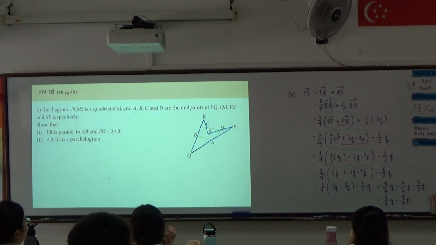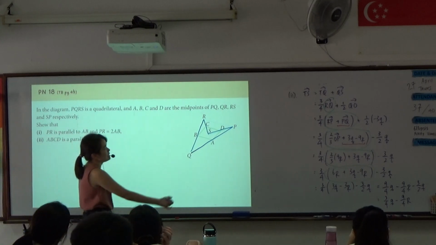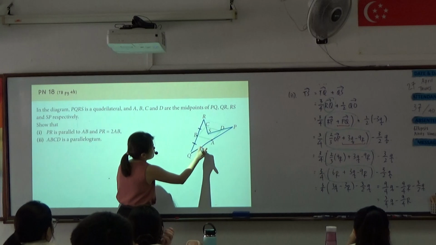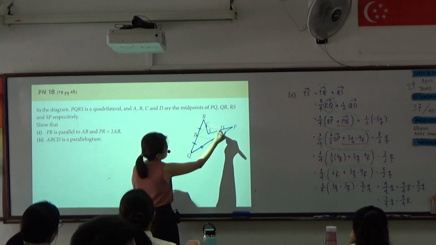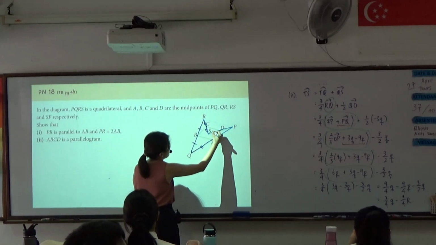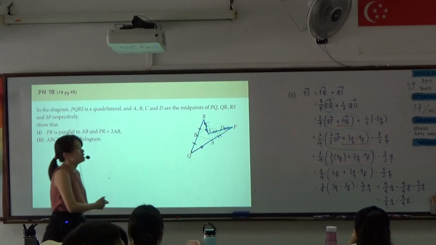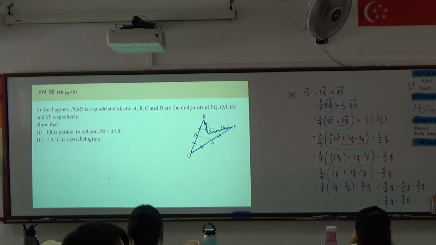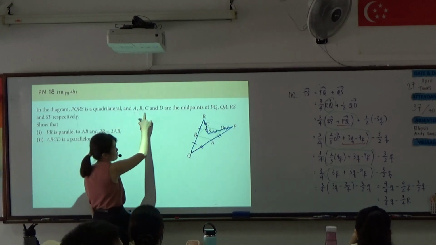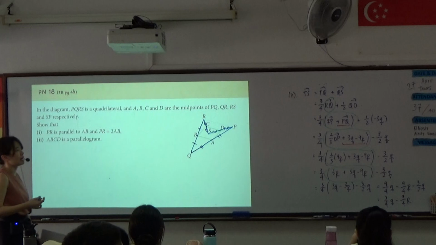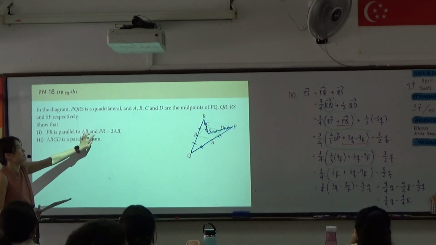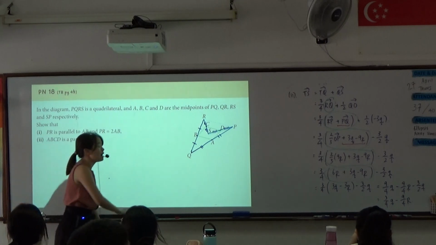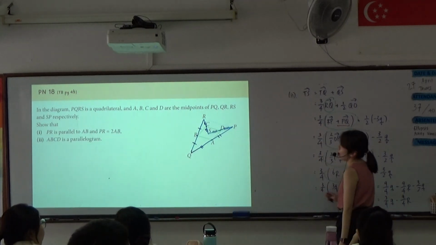So it says that A, B, C, D are midpoints. That means that they all cut halfway for whatever line segments that they are seated on. So for C and D, we need to recognize that. If you don't want to clutter your diagram, just make sure you remember all this information. No need to draw too much of those strokes now. So in part I, we want to show that PR is parallel to AB and PR equals 2AB. So how do we go about showing that PR is parallel to AB?